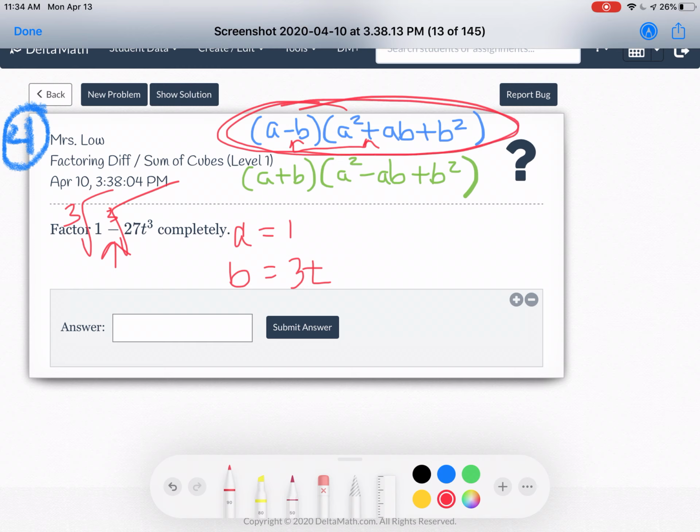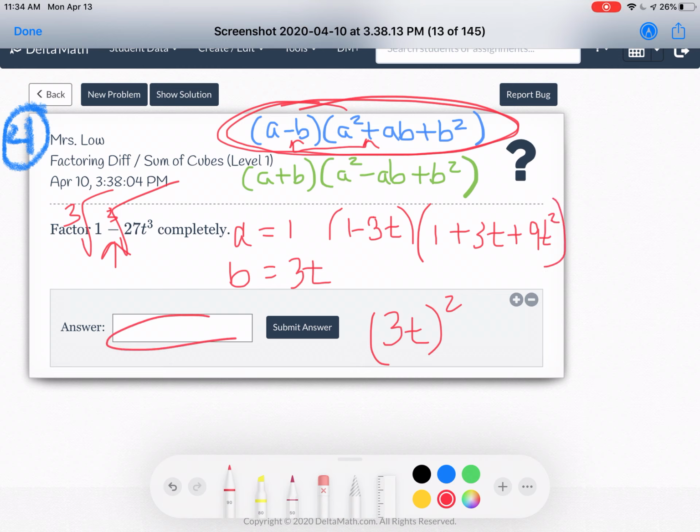Okay, so it's going to be 1 minus 3t, times a squared. So 1 squared is 1, plus 1 times ab, so 3t, plus, now b squared, so you're doing 3t all squared. So 9t squared. Okay, and you would put that in, type it in.